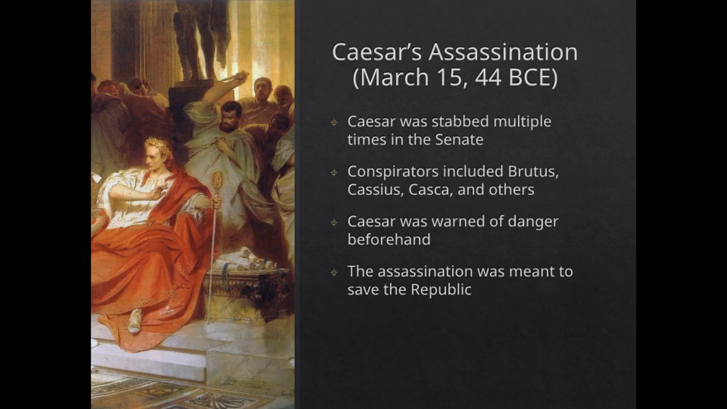Caesar was stabbed multiple times by a group of senators, including Brutus, Cassius, and Casca. He had been warned of danger beforehand, both by a soothsayer and, according to historical accounts, by his wife Calpurnia. The conspirators believed they were saving the Republic from tyranny, but instead, they plunged Rome into chaos.